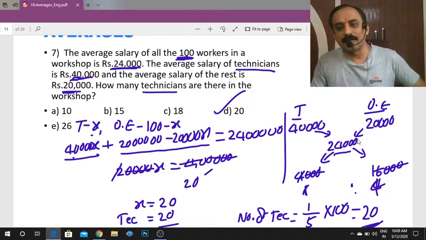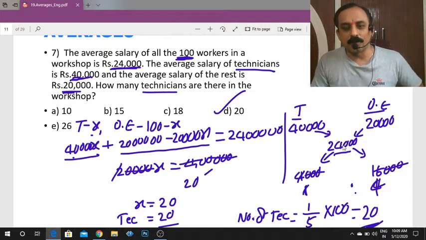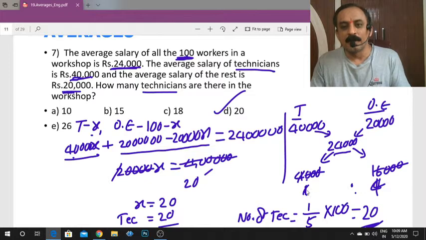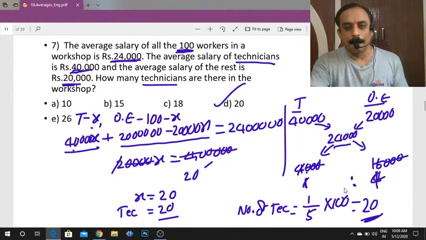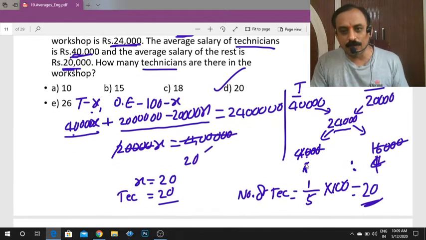Now find the cross difference. 20,000 and 24,000: the difference is always positive. So the difference is 4,000. And 40,000 and 24,000, the difference is 16,000. Now find the ratio of these two numbers. 4,000 is to 16,000. The zeros cancel: 4 ones are 4, 4 fours are 16. Therefore, the number of technicians is to the number of other employees as 1 is to 4.